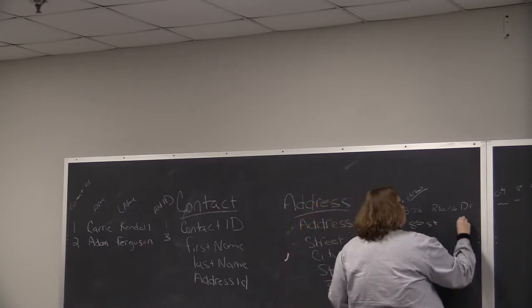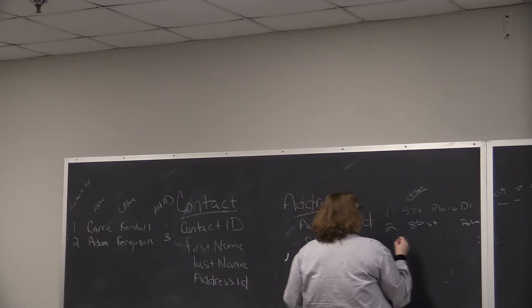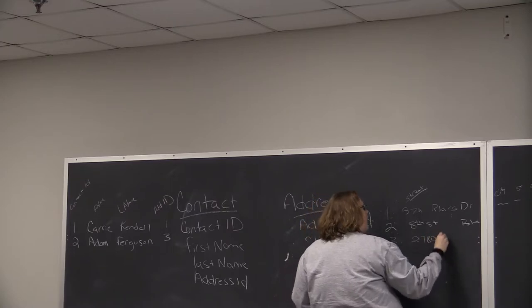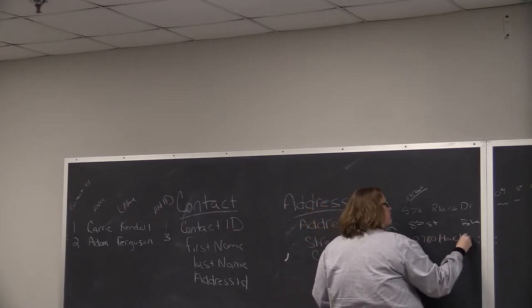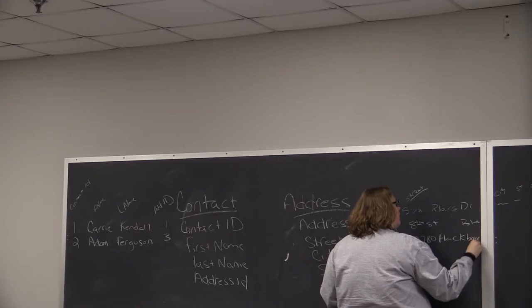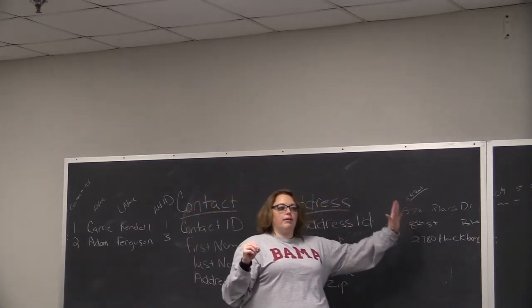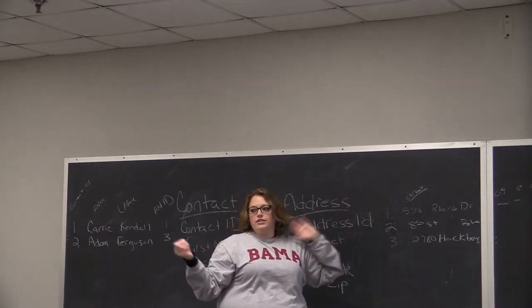H Street in Birmingham. And then address three will be Adam, who lives at 2780 Hackberry. He doesn't, but. Sorry, sorry. Okay, so you'd have each of your addresses set up like that. I didn't print it all out, but you guys know how addresses look, right?